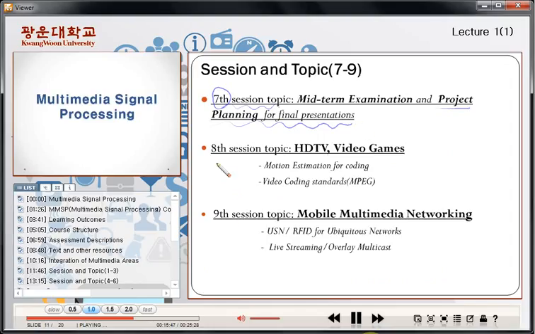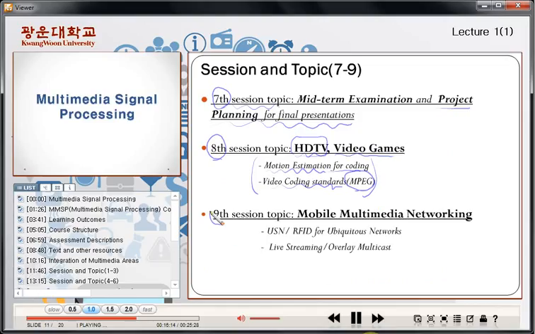And the eighth session topic is HDTV and video games. HDTV means high definition TV. Here, motion estimation for coding and the video coding standards, MPEG, Motion Picture Experts Group. These basic theories are used for high definition TV and interactive video games.